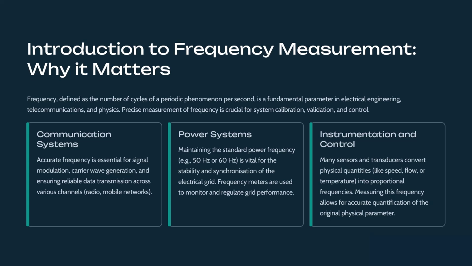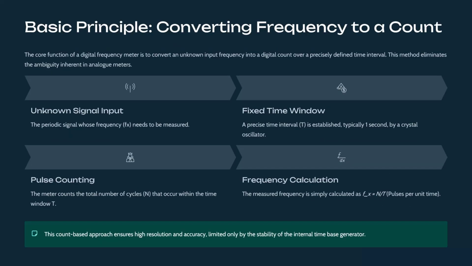In power systems, maintaining the standard frequency of 50 or 60 Hz is vital for the stability and synchronization of the electrical grid. Frequency meters are used to monitor and regulate grid performance. For instrumentation and control, many sensors and transducers convert physical quantities like speed, flow, or temperature into proportional frequencies. Measuring this frequency allows accurate quantification of the original data.